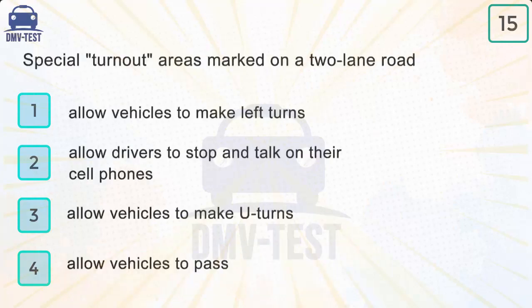Special turnout areas marked on a 2-lane road. Allow vehicles to make left turns. Allow drivers to stop and talk on their cell phones. Allow vehicles to make U-turns. Allow vehicles to pass.